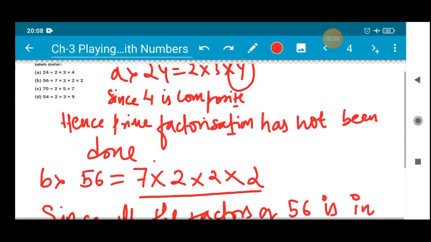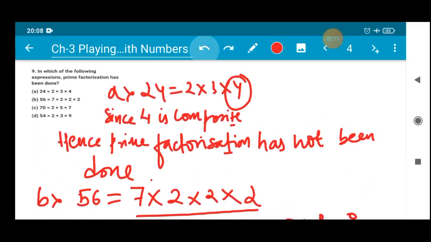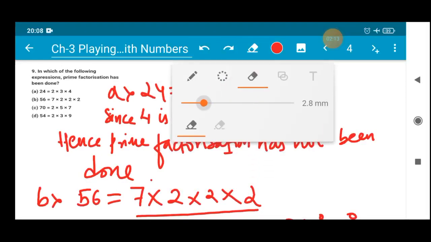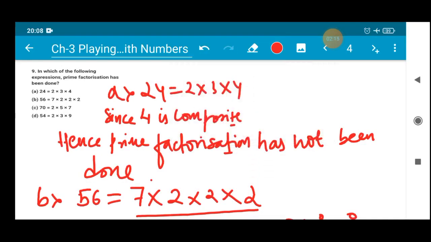But in the previous case you saw that 4 was not expressed in its prime form, so that's why we consider that prime factorization is not done properly. Similarly, the remaining two, C and D, try it yourself. I want you to do it yourself.